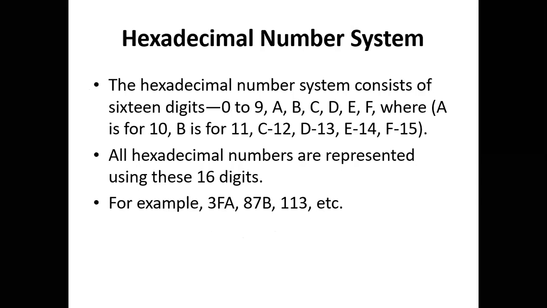Hexadecimal number system. This number system, hexadecimal, means 16. So in the hexadecimal number system, we have 16 digits from 0 to 9 and A, B, C, D, E, F. Remember we said any number system will define how many digits you can use. So in this case, we are going to use 16 digits.